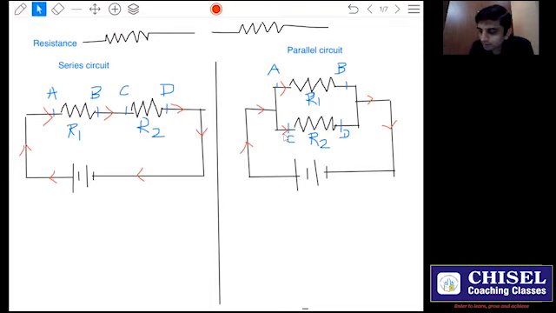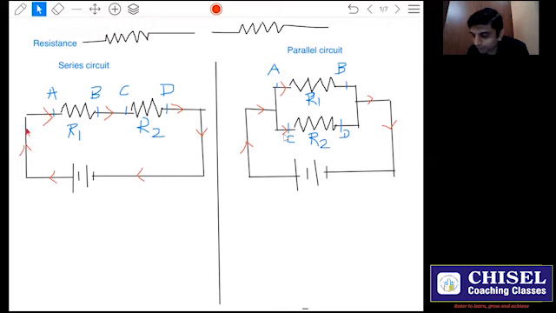End A of the first resistance is connected to the positive end of the battery. End B is connected to end C. Point B is of the first resistance, and point C is of the next resistance. I'll again repeat: point A is directly connected to the positive terminal of the battery. Point B is connected to point C of the second resistance. Point D of the second resistance is directly connected to the negative end of the battery. Now always remember, all these wires should not be taken into consideration. What I'm saying is, the second terminal of R2 is directly connected to the battery.